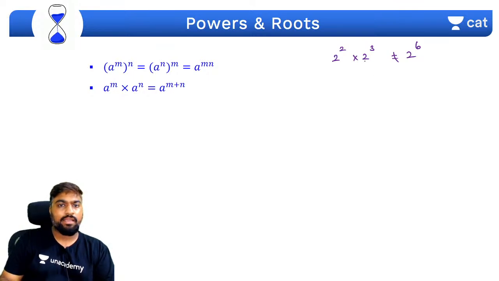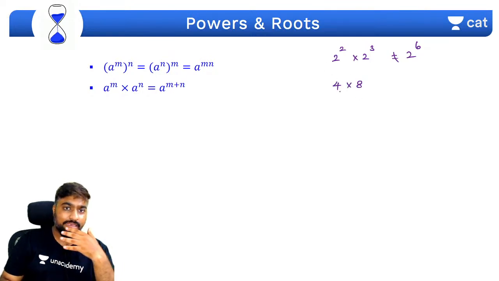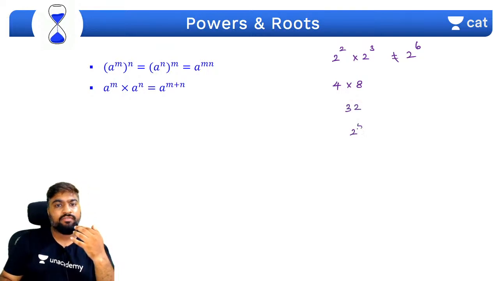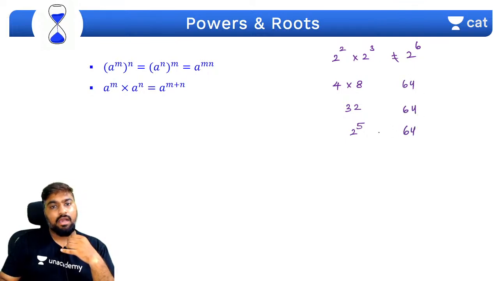Yes, 2 square into 2 cube is not equal to 2 power 6. 2 square is 4, 2 cube is 8. What do you get? You get 32, which is 2 power 5. 2 power 6 is 64. Are they equal? No. Is 32 equal to 64? No. Please be careful about this, okay?